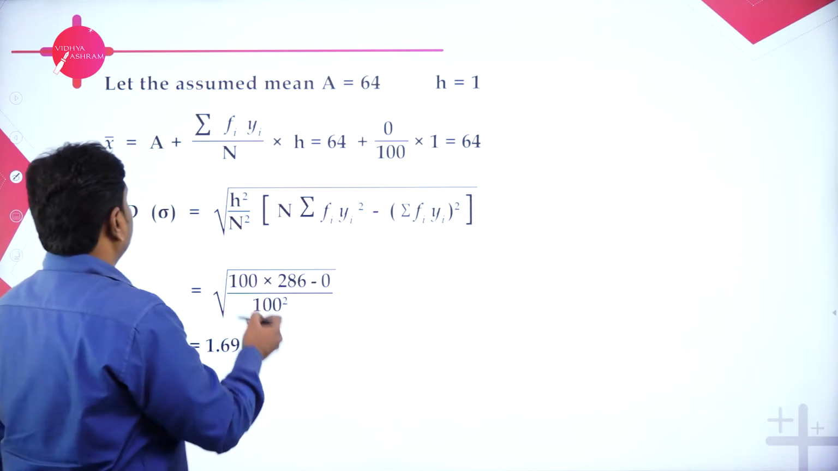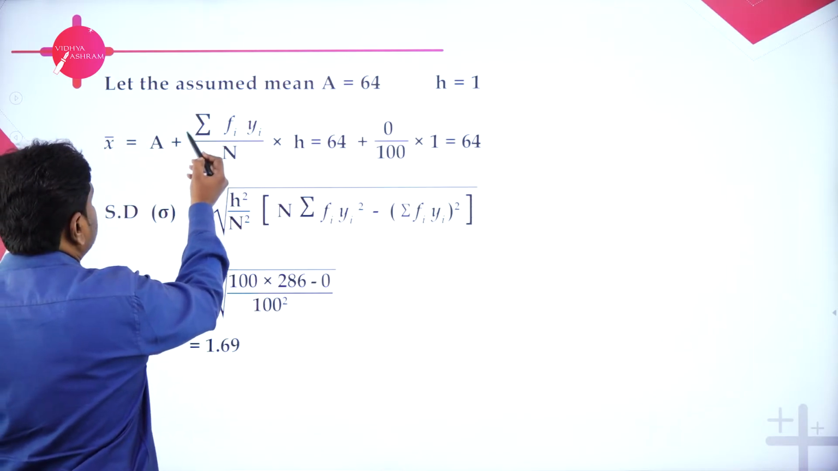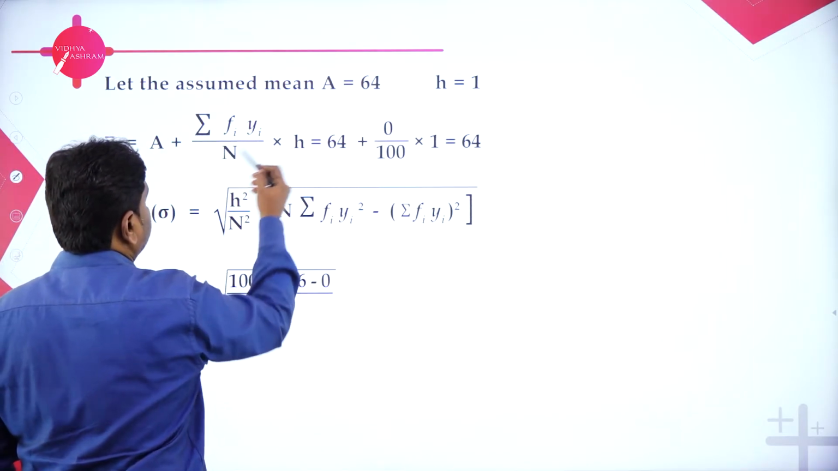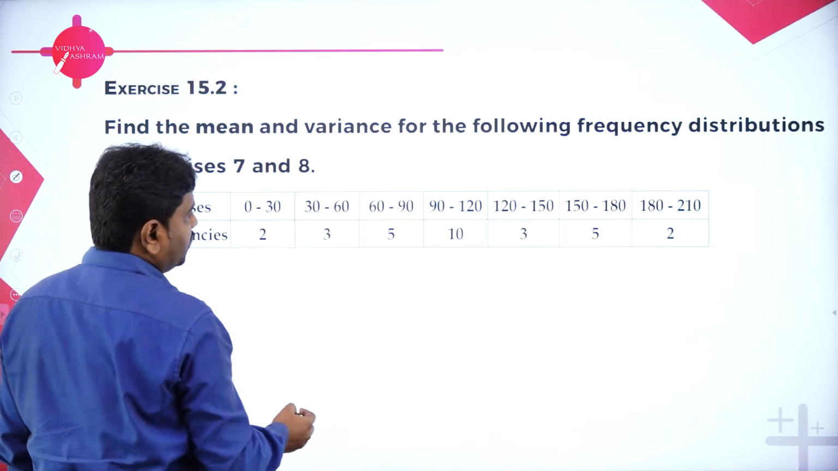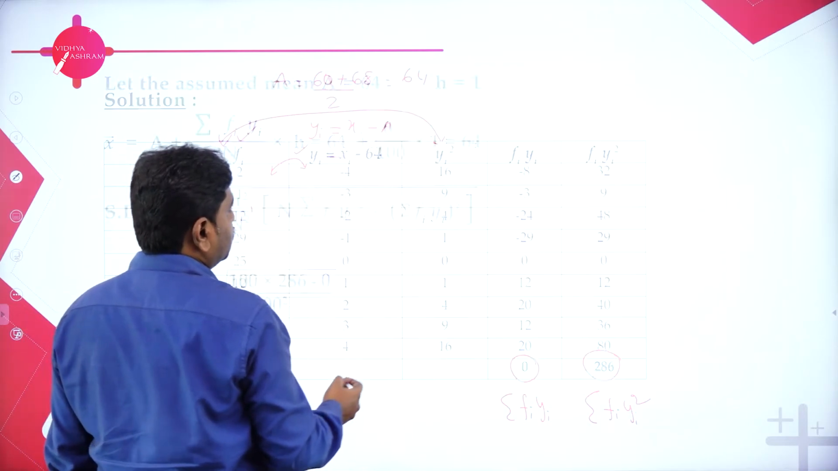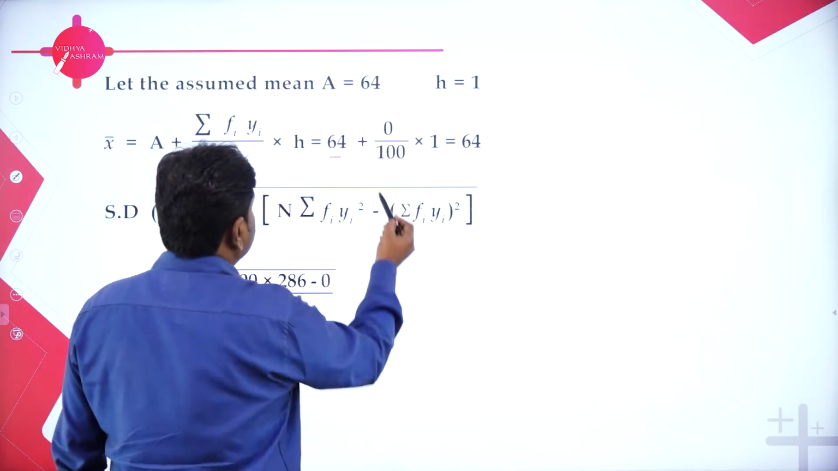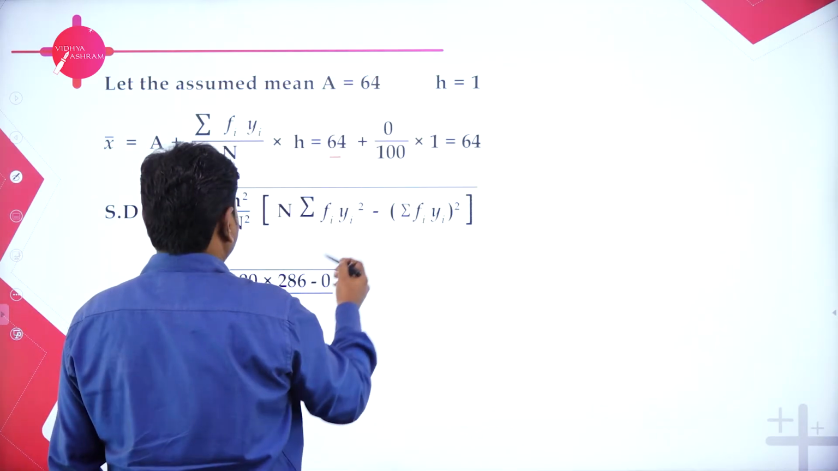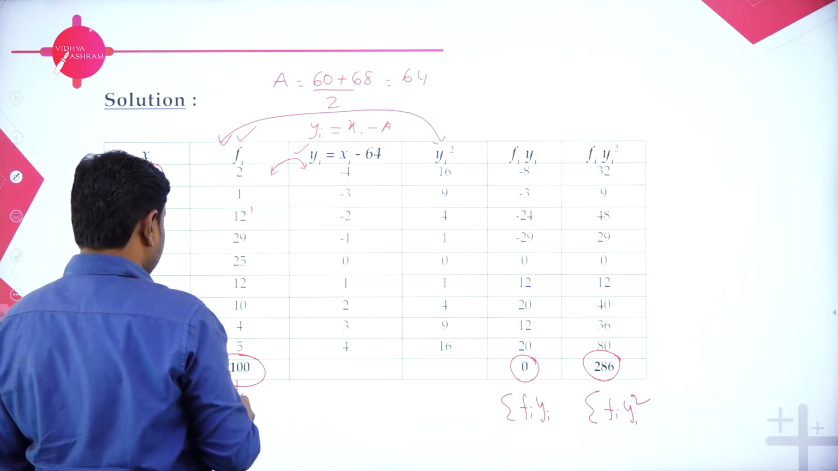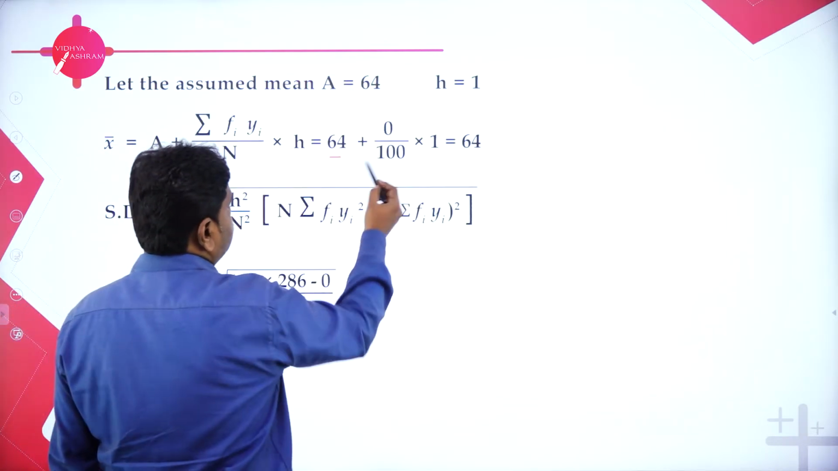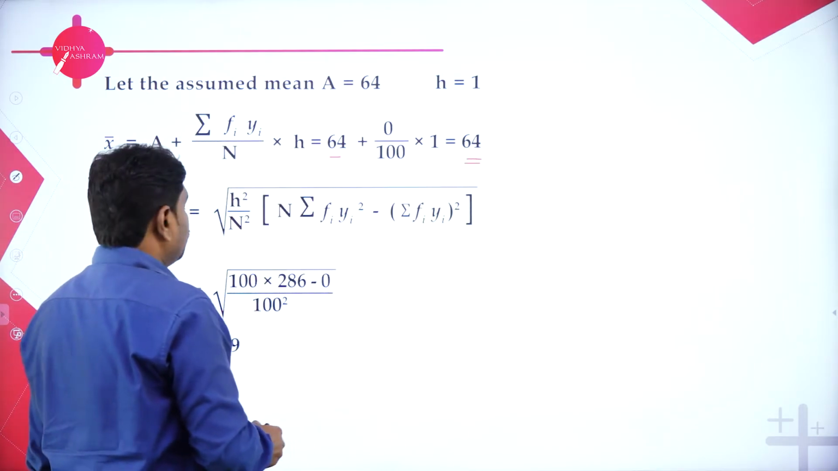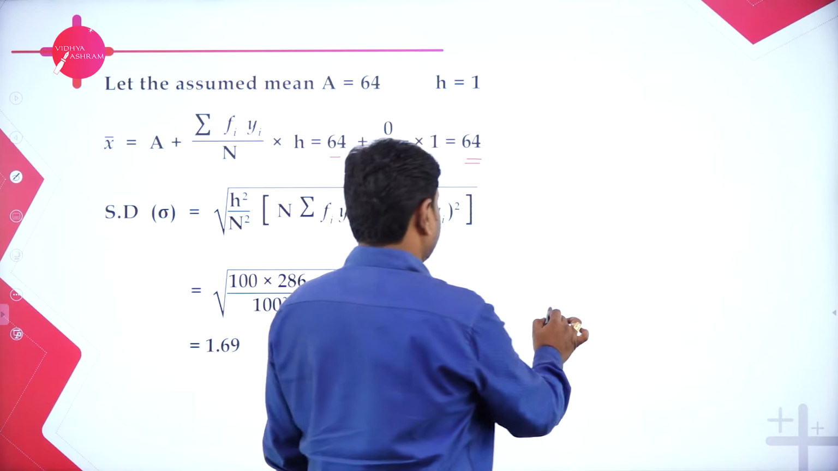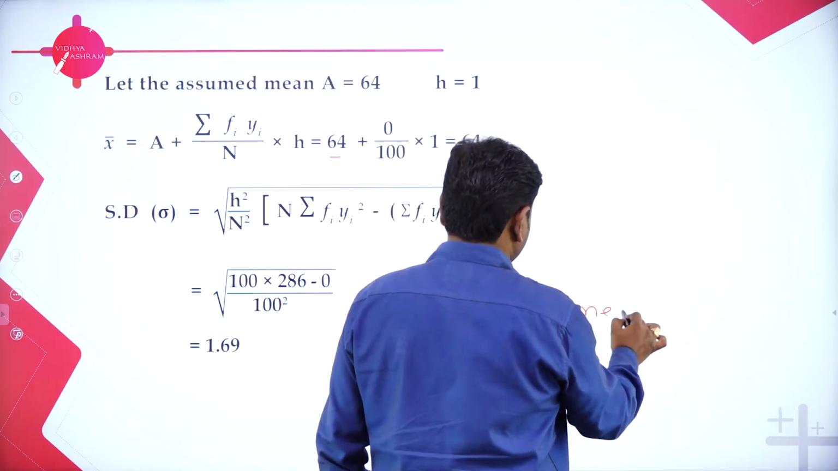Now use the formula for mean, assumed mean plus sigma fi yi by n into h. So assumed mean we got 64 plus sigma fi yi. In the table sigma fi yi is 0, so write 0 divided by n. N means the sum of the frequencies, which is 100. Substitute into h, class size 1. You will get again 64. So by the shortcut method, mean is 64.